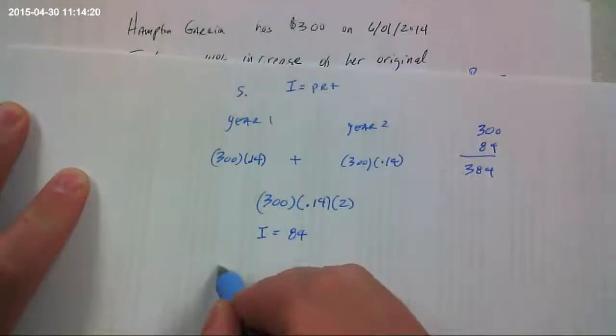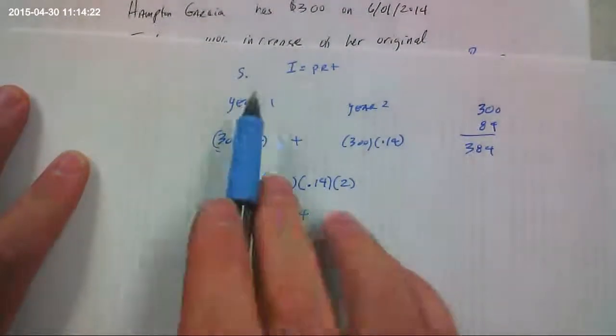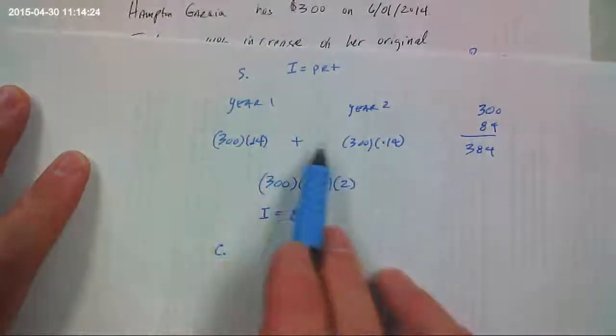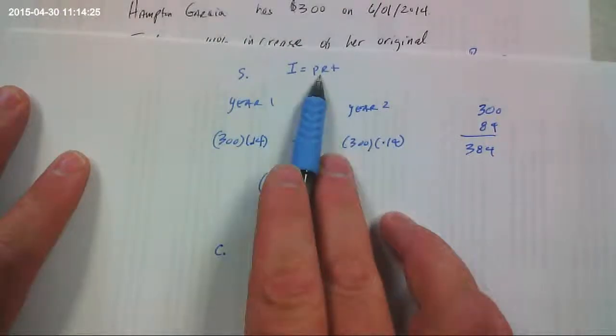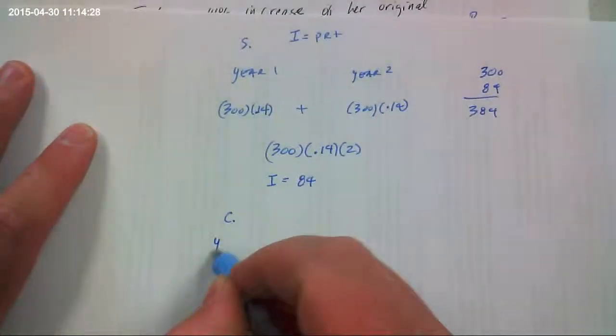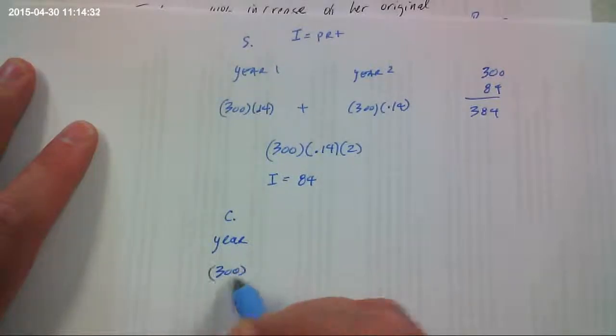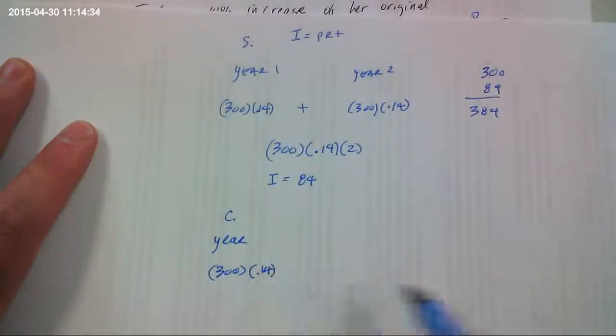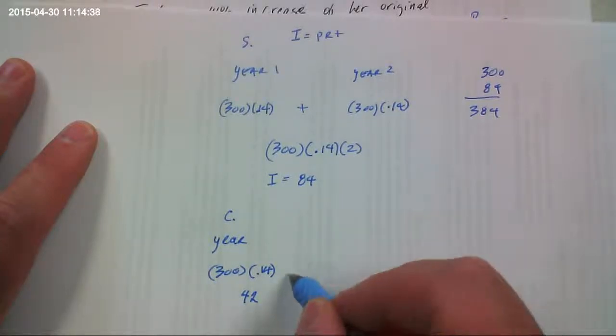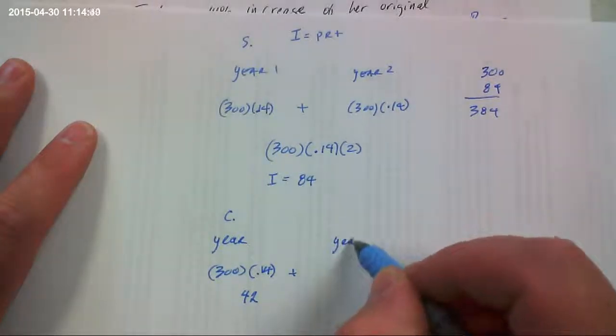Now, this is simple interest. With compound interest, the difference is that at the end of each year, the interest is added into the amount, so the principal changes. So year 1 is exactly the same as before. You've got 300 bucks. You're earning 14% interest. We just saw that that's $42.